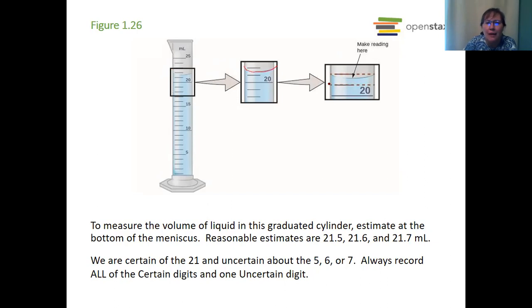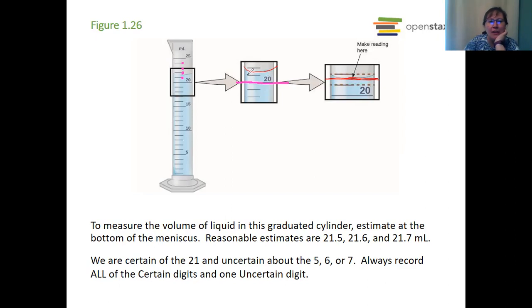Okay, so you make your reading right here. The bottom of the meniscus right here is where you make your reading. If this is 20 right here, and here we have this 25 up here, we have a mark here and here and here and here. So that means 21, 22, 23, 24, 25.